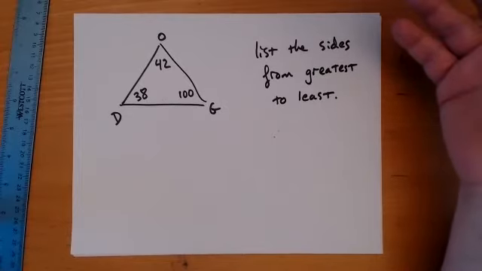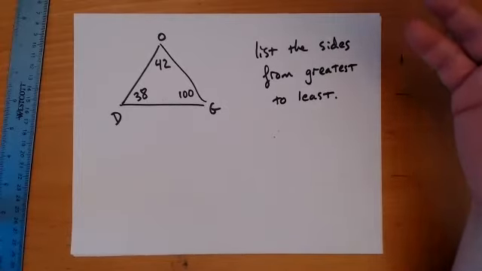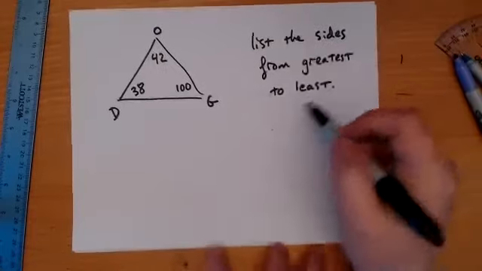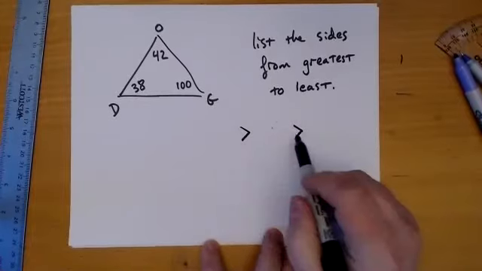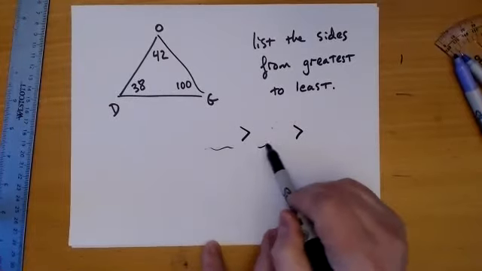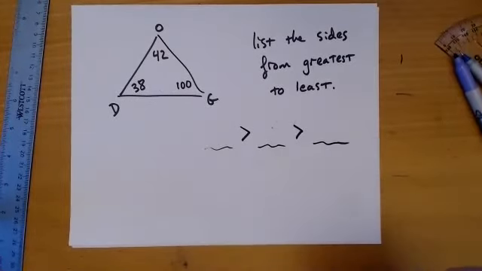Okay. So take a second, and since we're going from biggest to smallest, my inequality signs are going to look like that. You're going to have an answer here, an answer here, and an answer here. Okay. So take a second and type into the private chat what you think the answer is.